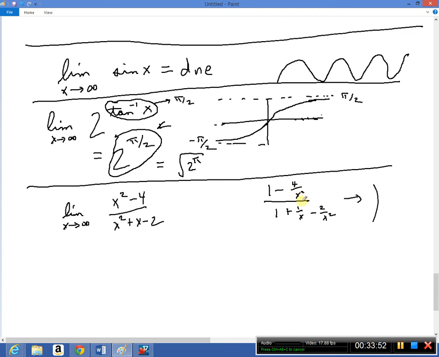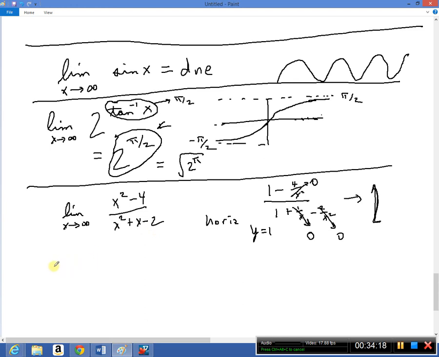When x goes to negative infinity, all of these guys are still getting small. Even this one: as x goes to negative infinity, 1 over x goes to 0. So all these guys go to 0 whether you're going to plus or minus infinity. And so 1 is the limit, and you're going to have a horizontal asymptote at 1. That is y equals 1, just like this is y equals pi over 2.